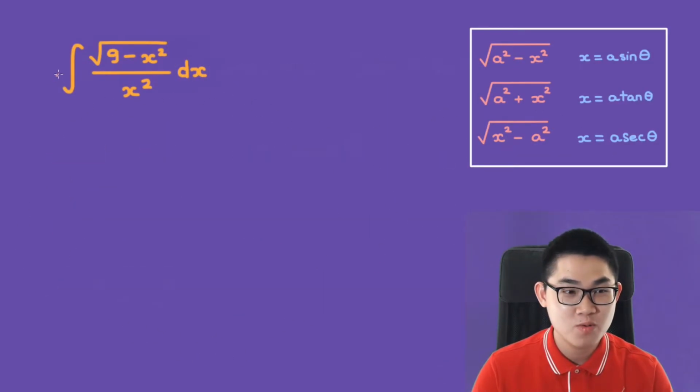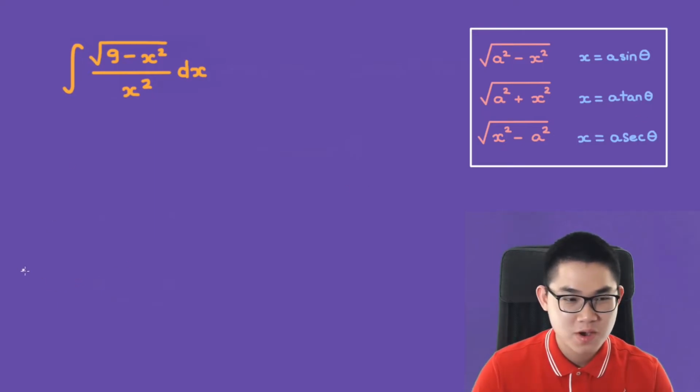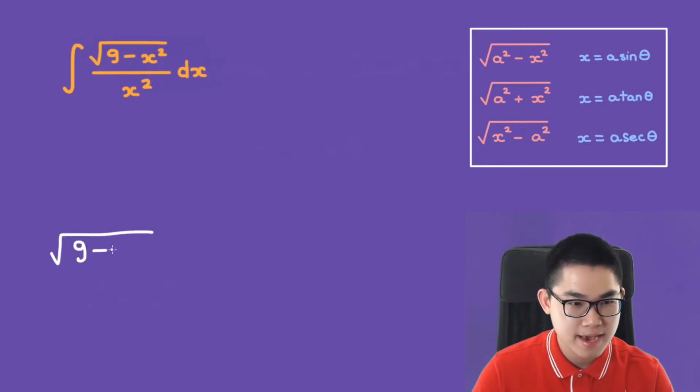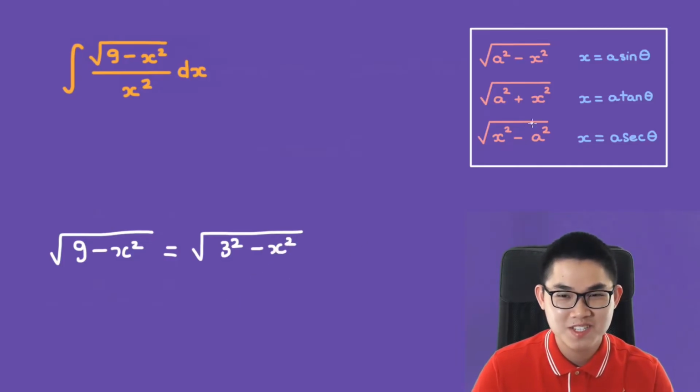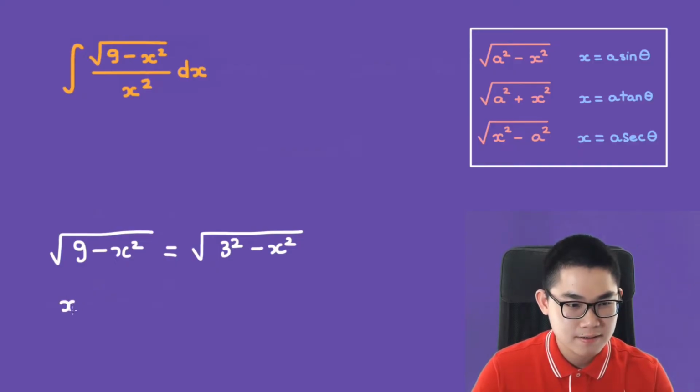Our first example will be the integral of the square root of 9 minus x squared over x squared dx. So right away, we see that we have 9 minus x squared. And 9 minus x squared is the same as 3 to the power of 2 minus x to the power of 2. So which form do we have? Is it the first one, second one, or third one? Well, you guessed it, it is the first one, and you can see that a is equal to 3. So our formula will be x equals a times sine, so x equals 3 times sine of theta.